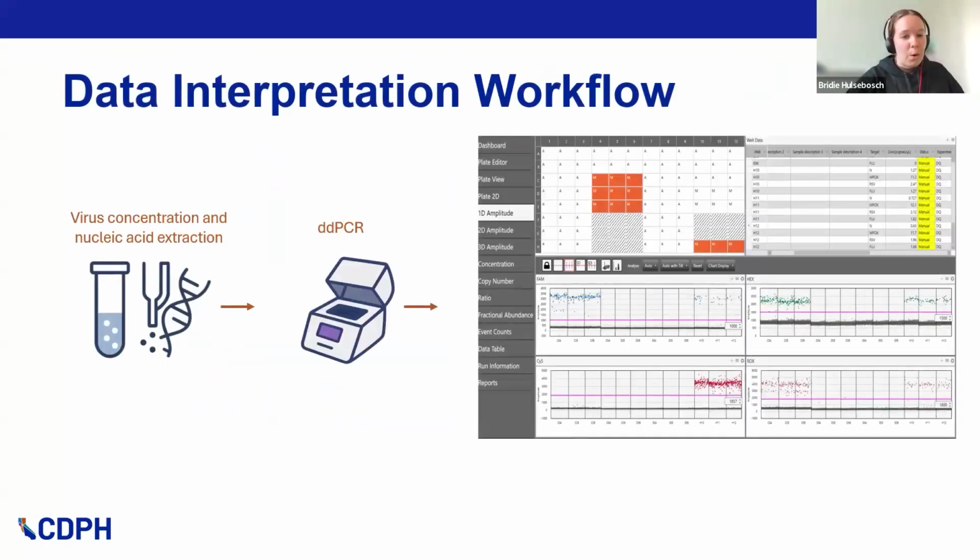So this is briefly going over the interpretation workflow. We won't go over it too much, just kind of what we're looking for. We have multiple targets that we are testing for, and an example on the right is what the data looks like once we get it off of our machines.